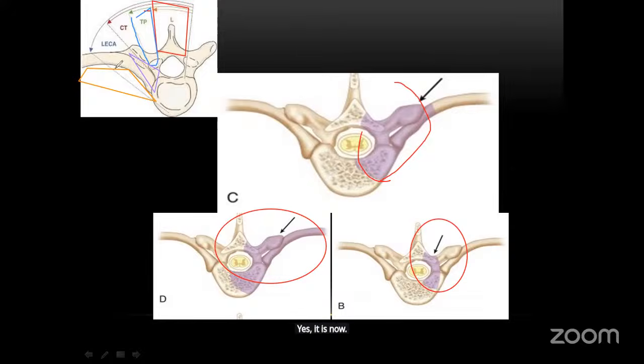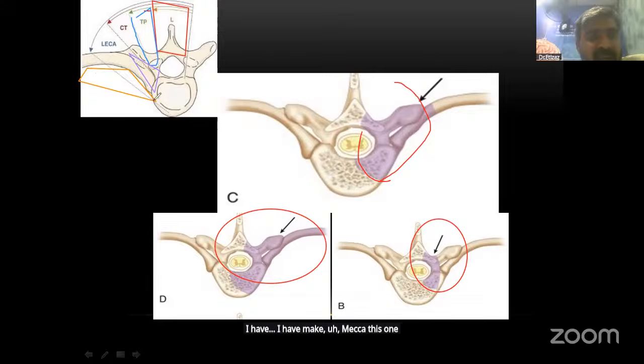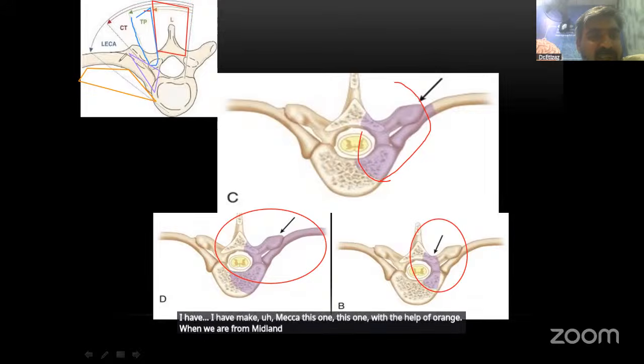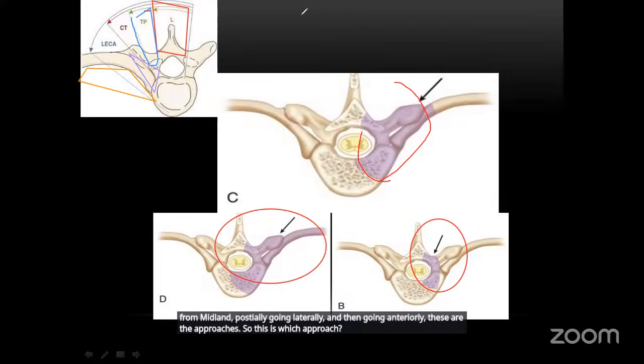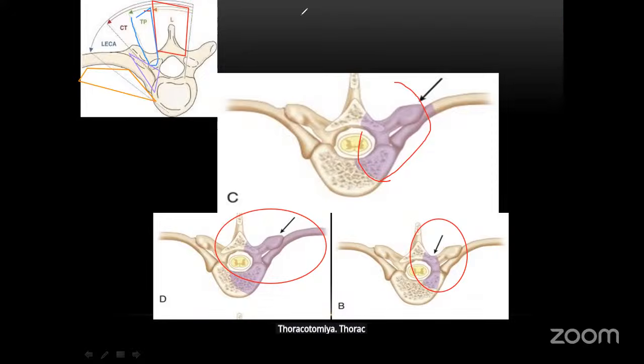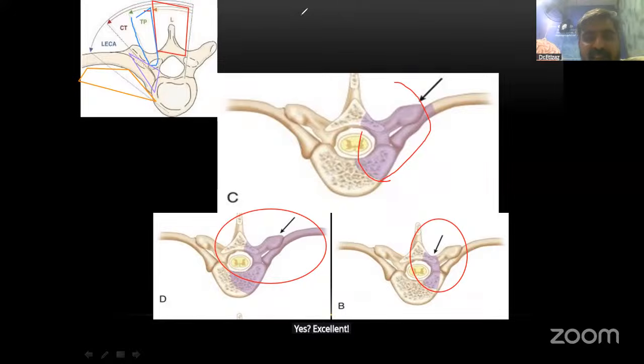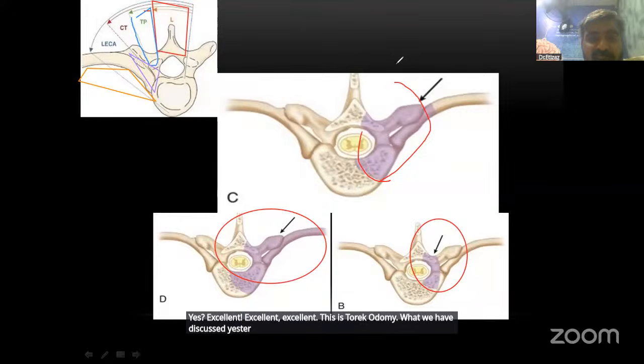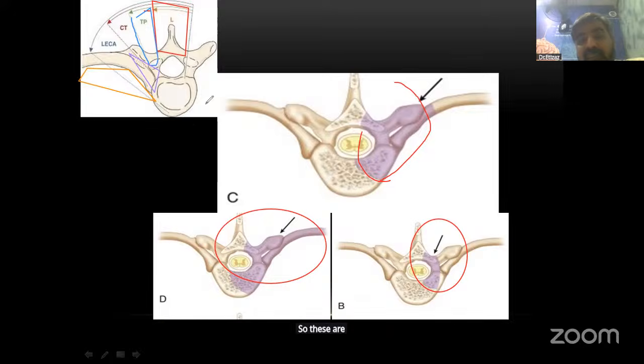I have marked this one with the help of orange. When we go from the midline posteriorly, then laterally, and then anteriorly, these are the approaches. So which approach is this? Thoracotomy approach, sir. Yes, thoracotomy you can go. Excellent. This is thoracotomy. What we discussed yesterday, when we do the transthoracic approach, we will reach exactly this area. So these are the approaches and trajectories that we should know very well.